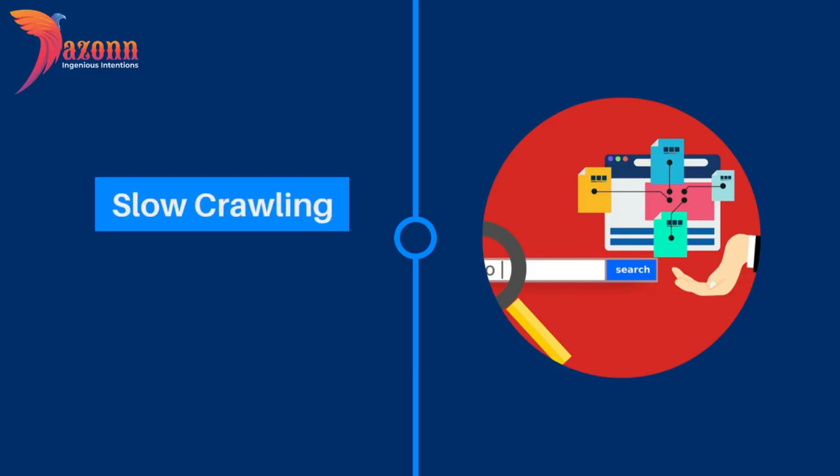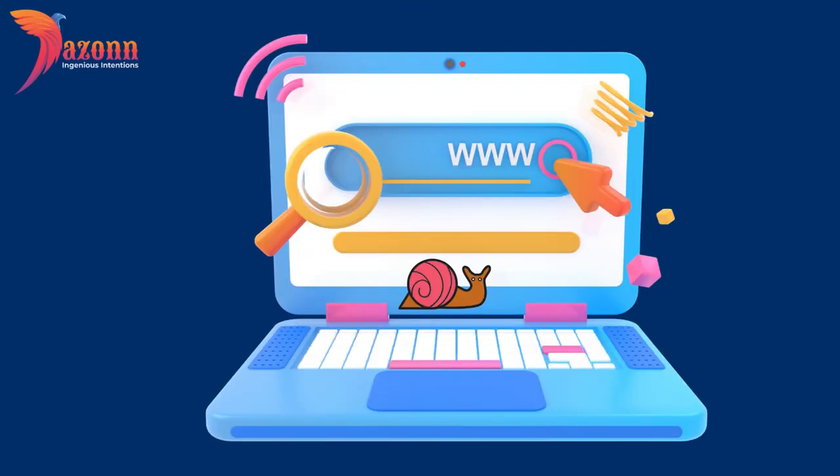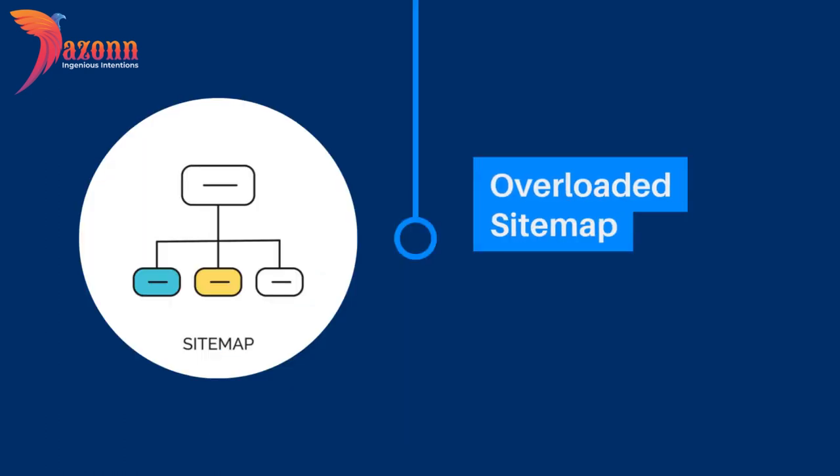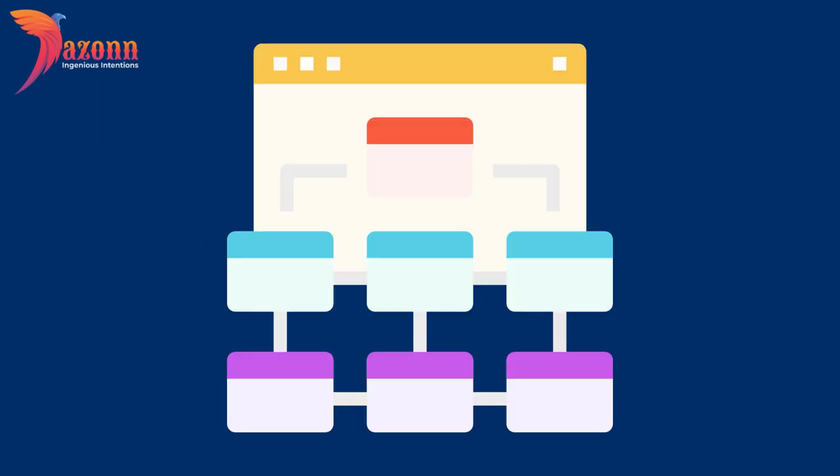Reason 2. Slow crawling. Another factor is the crawling speed of search engine bots. If they haven't visited the linking page yet, your backlinks won't be indexed. Patience is key here. Reason 3. Overloaded sitemap. An overloaded sitemap can also slow down indexing. Ensure your sitemap is up to date and doesn't contain unnecessary pages.